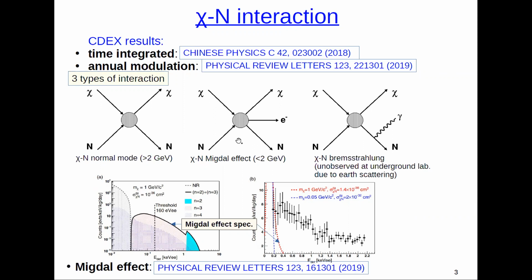When a nucleus is recoiled, it will bring the whole electron cloud with it, but there is a small chance that one of the electrons will be left behind, causing an excited state, and this will give us a larger deposit energy. And the other effect which we are trying to look at is bremsstrahlung. However, the count rate for this effect is too low. It cannot be observed in the underground lab due to the Earth scattering.